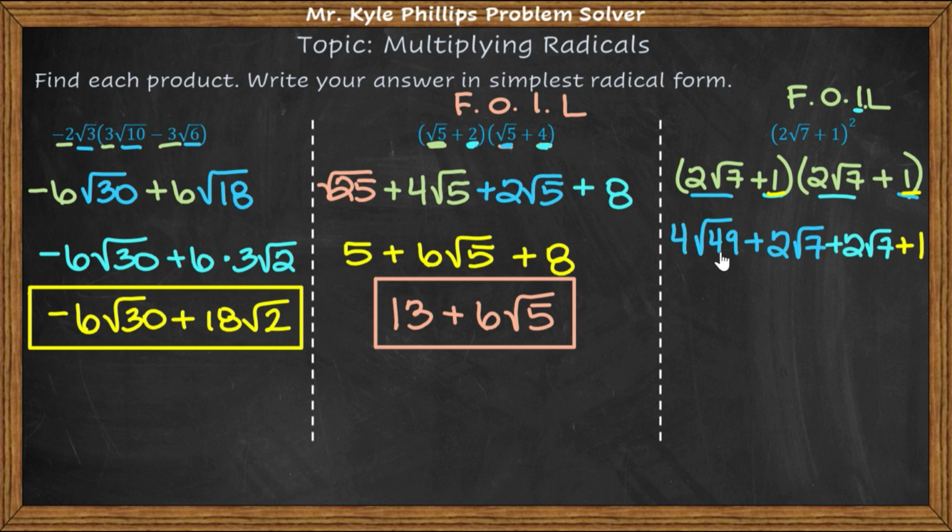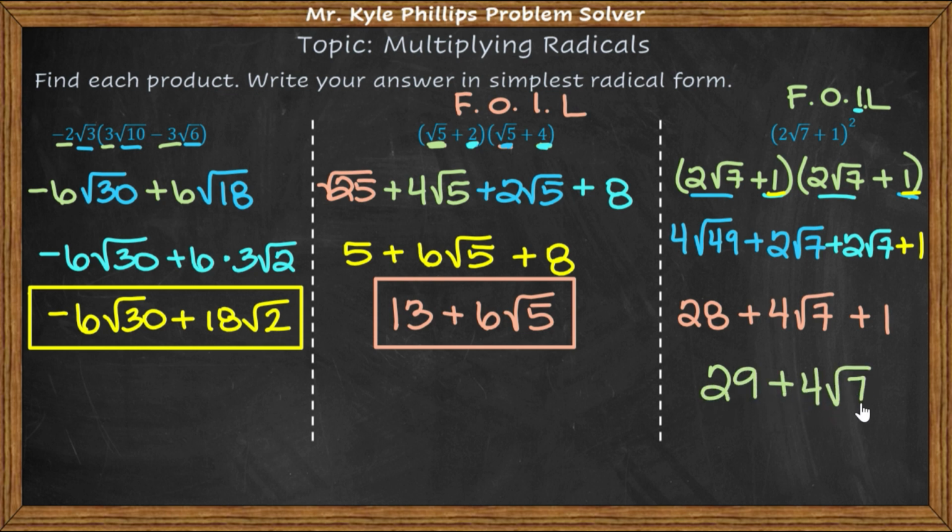The square root of 49 is 7. 4 times 7 is 28. So I have 28 plus 2 root 7 plus 2 root 7 is 4 root 7. Bring down my 1. Now I can combine the 28 and the 1, and that will give me 29 plus 4 root 7. The 29 cannot be combined with the 4 because it has no root 7, so this will be my solution.